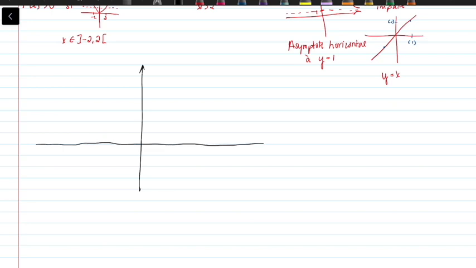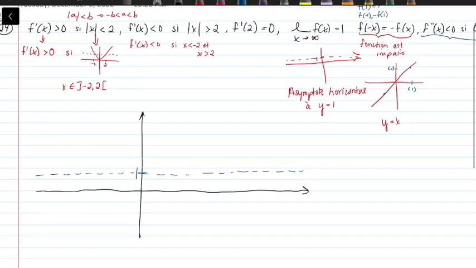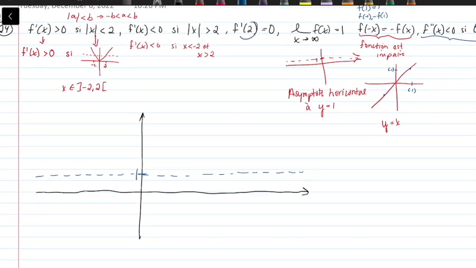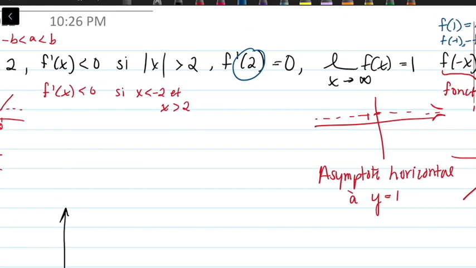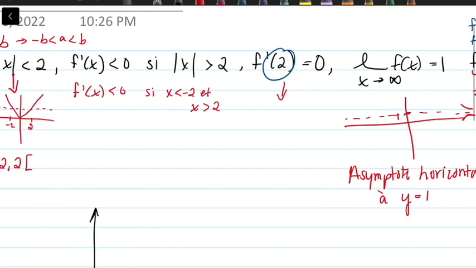Something like this. First thing you want to do is put your asymptote. So we know we have an asymptote horizontale à y égale à 1. So just do that. It's going to be here, 1. And then we know that f' de 2 égale à 0. What does that mean? I probably forgot to talk about that. That means it's the point where it's either a max or a min, because it's the dérivée. So how do we know that?